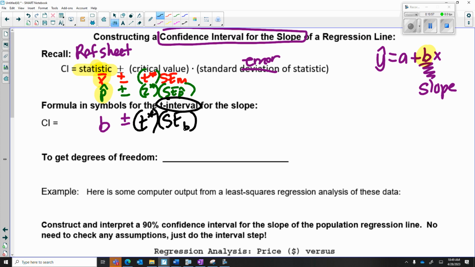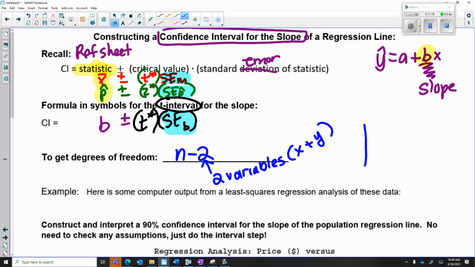So notice here, if you look at the pattern, I'm going to highlight it. It's standard error of the mean, standard error of p hat, standard error of the slope. It's the same exact pattern over and over again. And for this situation, because there are two variables, x and y, instead of doing n minus 1, we're going to do n minus 2, because there are two quantitative variables for scatter plots, x and y. So that's why we do n minus 2 instead of n minus 1.